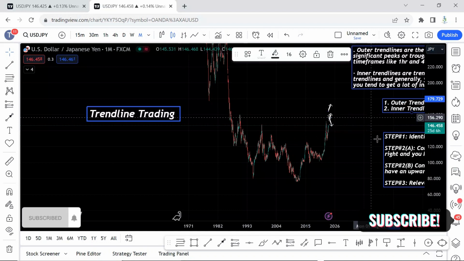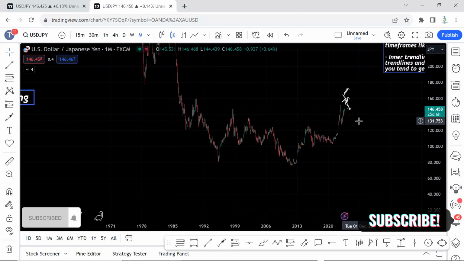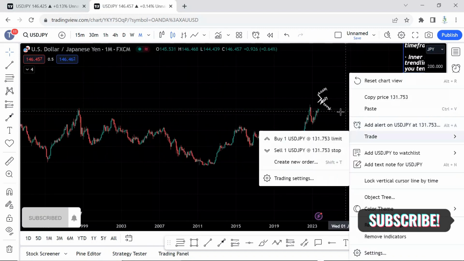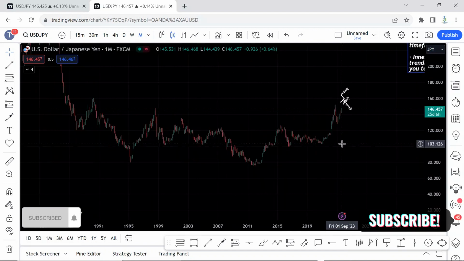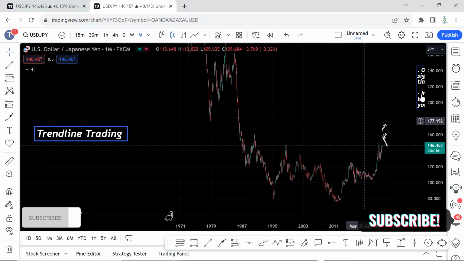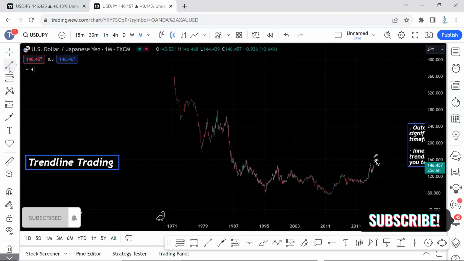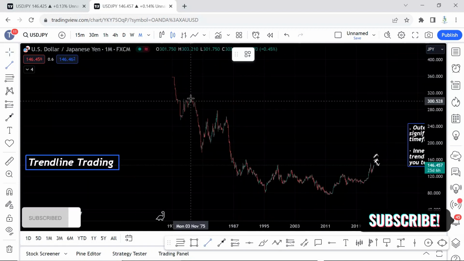Now, for you to draw a trend line, you must have obvious peaks and troughs. Now this is a monthly trend line. Let me explain the relevancy test right now. You can see this is a trend line. There's a trend line right here.